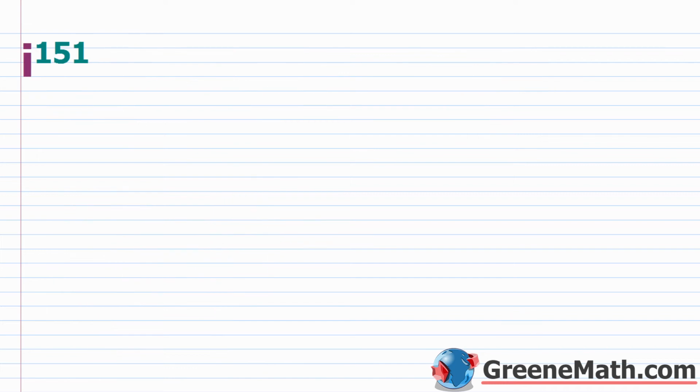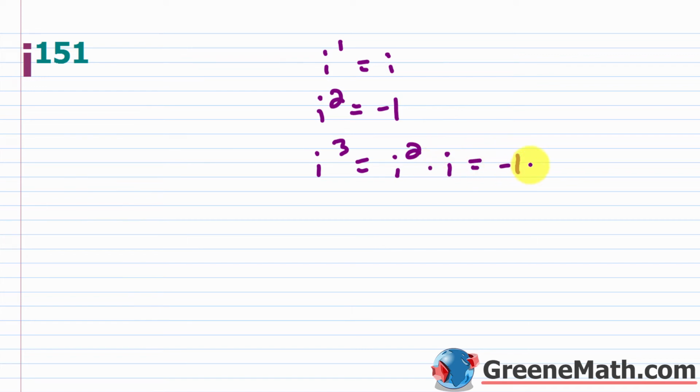Okay, let's talk about simplifying powers of i, which is a really easy concept once you realize you go through this little cycle. So i to the first power is just i. i squared is equal to negative 1. i cubed is i squared times i, right? So this is negative 1 times i, which is negative i. And then i to the fourth power is i squared times i squared, which is basically negative 1 times negative 1, which is 1.